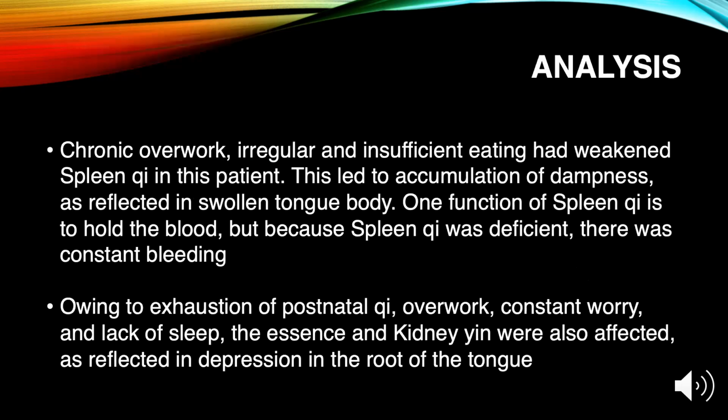Chronic overwork, irregular and insufficient eating had weakened the spleen qi in this patient. This led to accumulation of dampness as reflected in a swollen tongue body. One function of spleen qi is to hold the blood, but because spleen qi was deficient, there was constant bleeding. Owing to exhaustion of postnatal qi, overwork, constant worry, and lack of sleep, the essence and kidney yin were also affected, as reflected in depression in the root of the tongue.